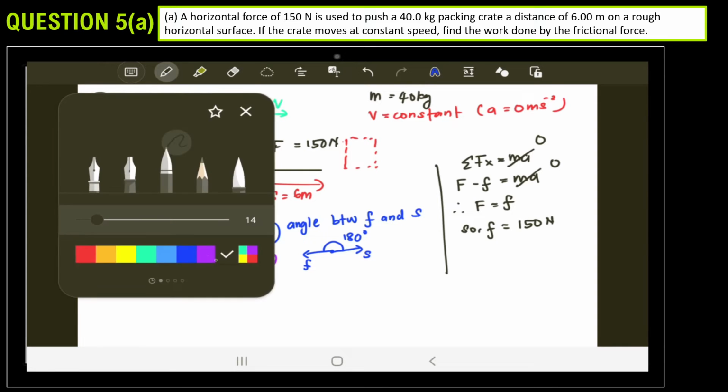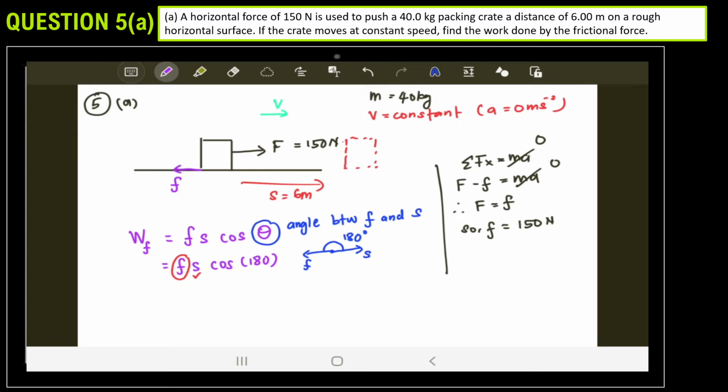Now we can proceed to calculate WF. The work done by the frictional force is equal to 150 Newton, S is 6 meter, cos 180 is negative 1. Therefore, the answer is equal to negative. So negative is a must. You must put the negative value here: negative 900 joule. Okay, saya highlightkan kat sini.